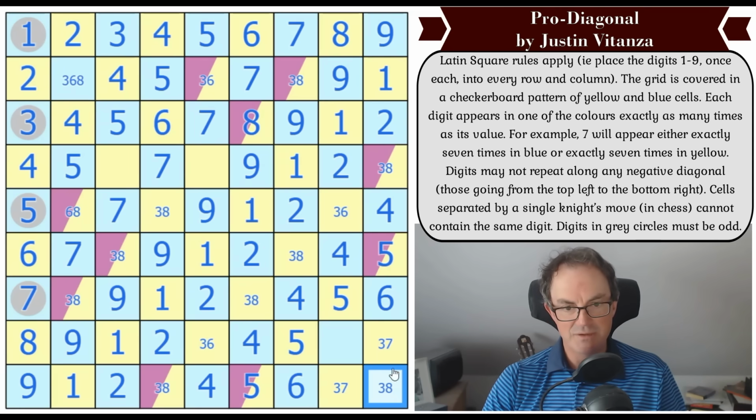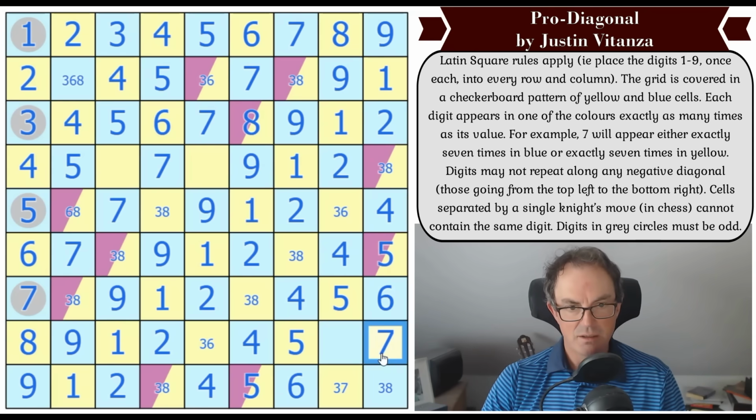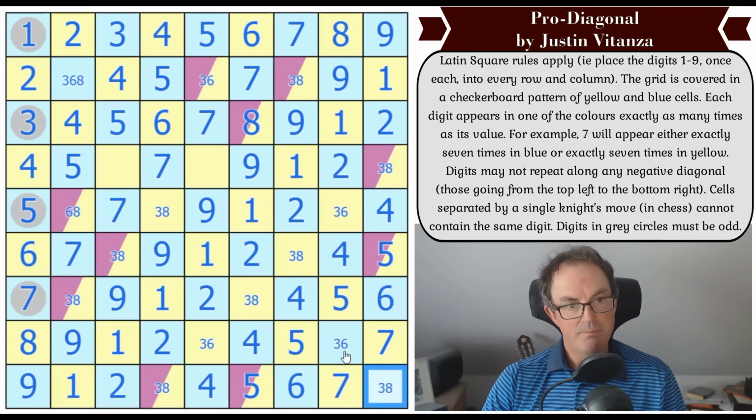That corner digit definitely isn't 7. So the 7 has to go here. The 7 in this column now has to go here. This has to be 3 or 6 by Sudoku in column 8. Presumably this sees something by knight's move. I just can't see what. Okay, well that's at least another digit out of the way.